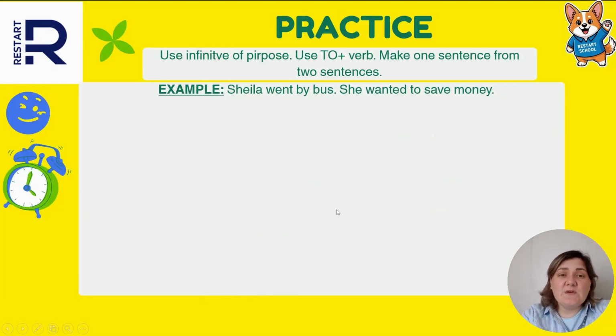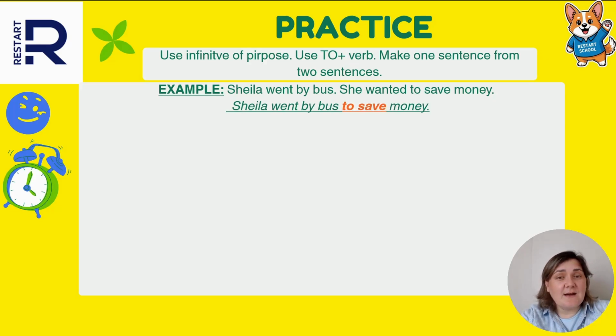So we use infinitive of purpose. We use to plus verb. Make one sentence out of two. For example, Shayla went by bus. She wanted to save money. So if we connect these sentences together using to, we will have this sentence: Shayla went by bus to save money. So to save is the infinitive of purpose.